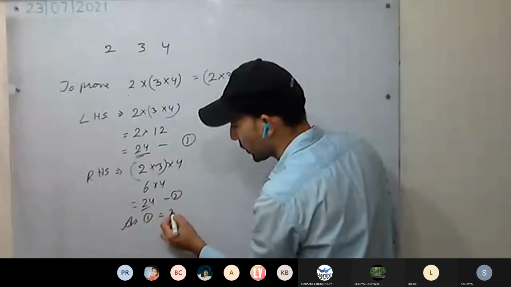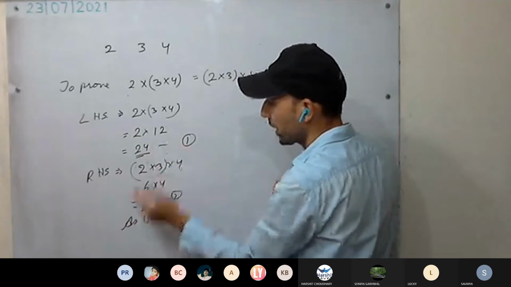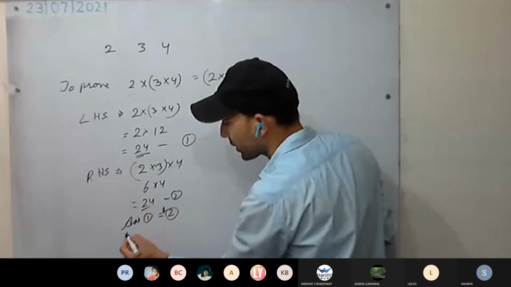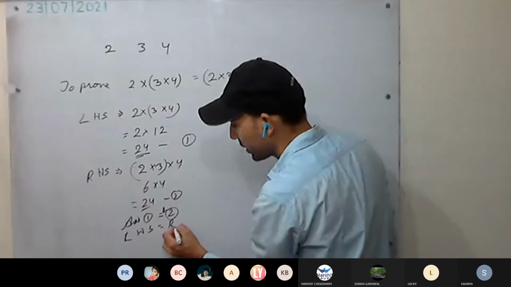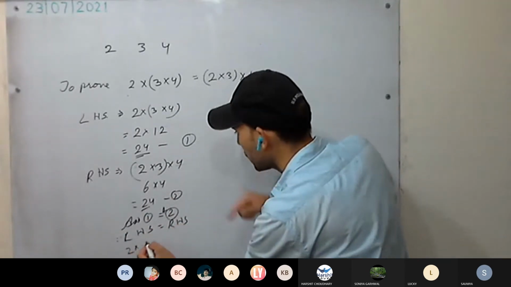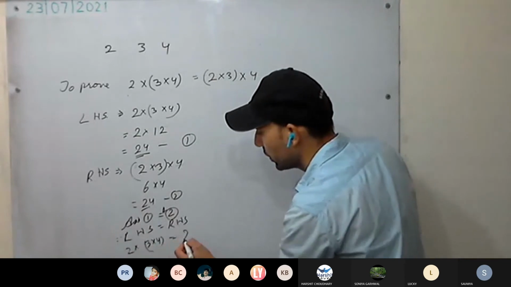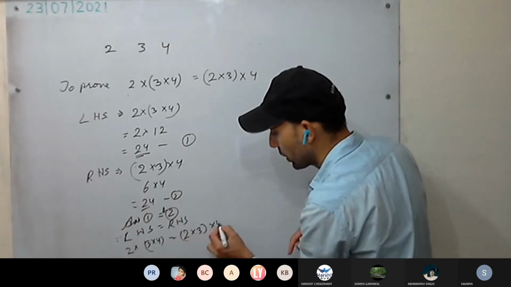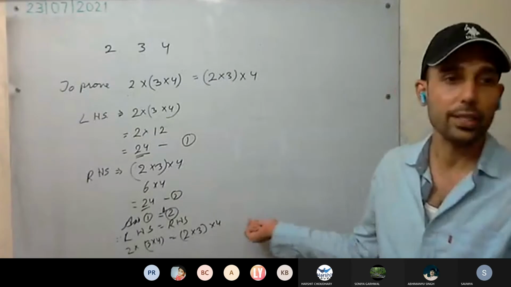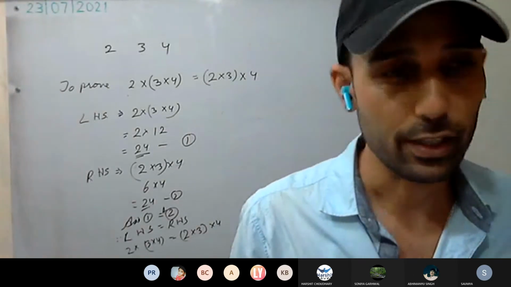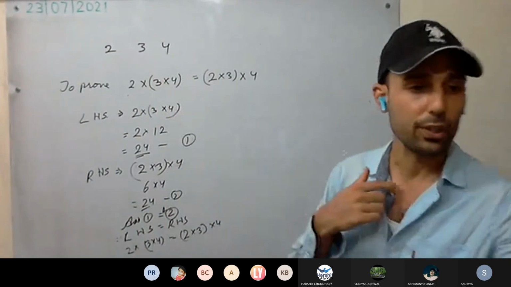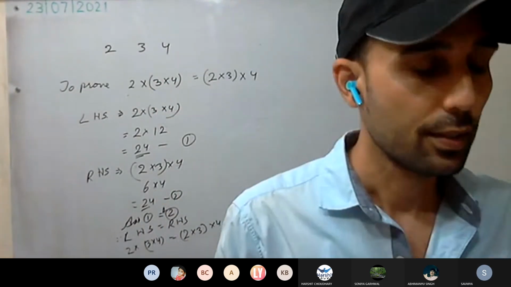As first equal to second, they are equal. As answer first equal to answer second, LHS equal to RHS. Therefore, 2 into (3 into 4) equal to (2 into 3) into 4. And then we can say, hence, associative law of multiplication is verified. Understood now? This way you do. Different numbers will be there, you can do it now.